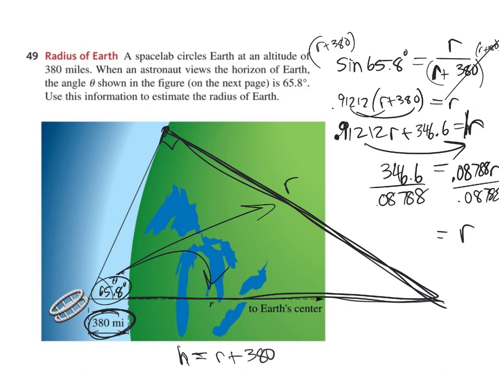And that would give us our radius. So 346.6 divided by 0.08788 is 3,944 miles. That's very, very close to what the radius is. I think it's 3,952 miles. But again, we can't dig to the center of the Earth. We can use things that we have to help us figure things out that we can't get to. So math does that.